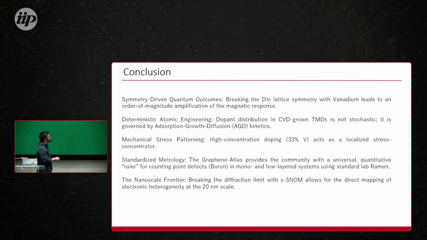We can actually observe that at higher concentrations of defects, at least in TMDs, they act as localized stress concentrators. Also, we can have a graphene atlas to quantify defects in graphene materials in general. And finally, we are trying to go beyond the diffraction limit, which is very close to the 20 nanometer scale, to get much closer to the electronic transitions of the material. So this is one of the directions that I work on.